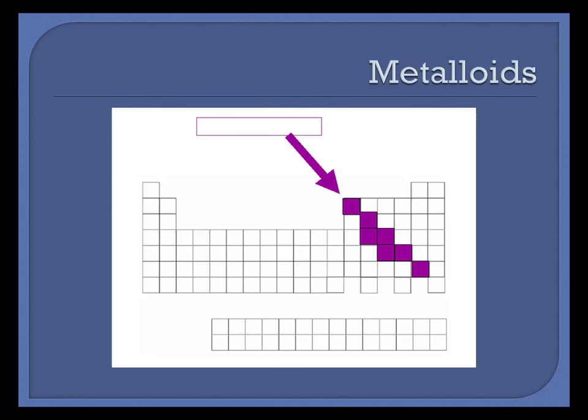And so this just kind of points out where the metalloids are located. You can follow the zigzag line. Everything that's on top of the zigzag line and touching it is a metalloid, but only 2 on the bottom are metalloids.